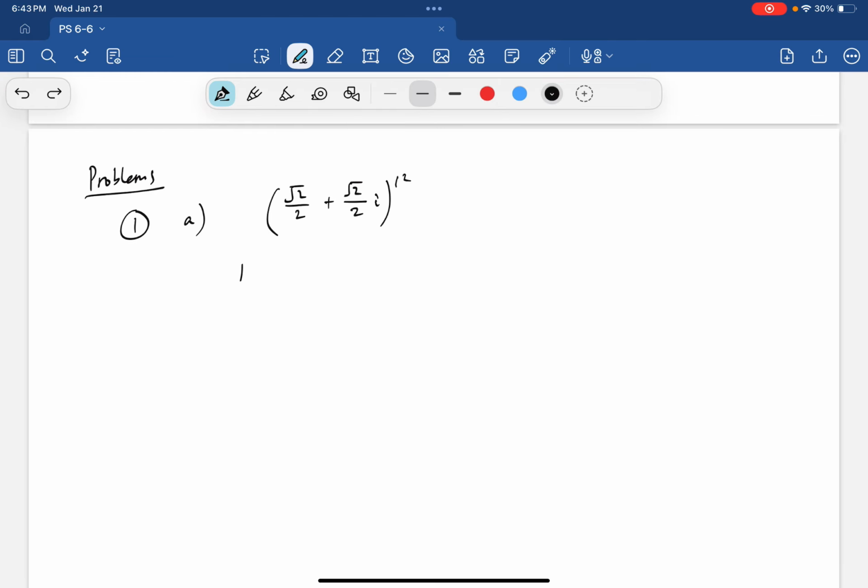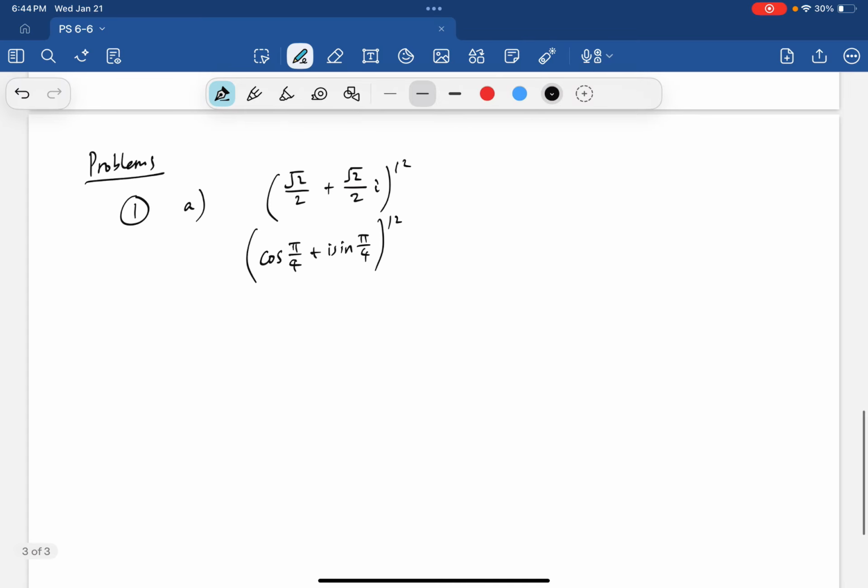All right, so just write it out. The magnitude of the complex number within the parentheses is 1, and so we don't need to factor out anything. And we just need to think now about what kind of angle on the unit circle corresponds to these numbers, right? And that is going to be cosine pi over 4 plus i sine pi over 4 to the power of 12.